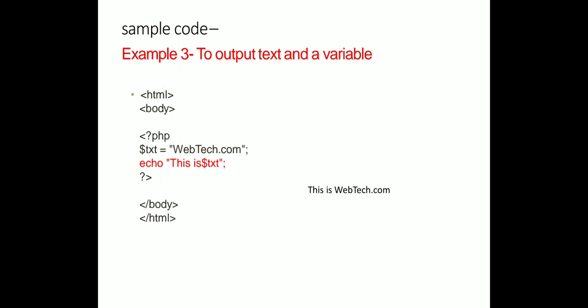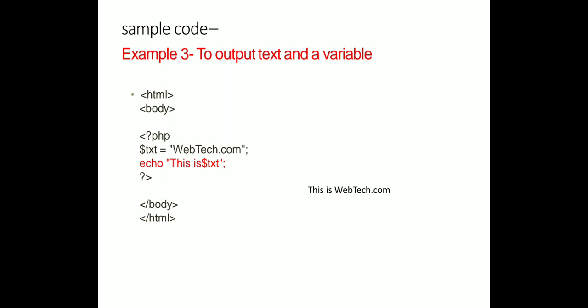Then the third sample code is to output text and a variable. So again I have started the HTML and body tag, the PHP script as angle bracket question mark PHP. Variable I have declared $txt equals to webtech.com and I want to print the statement. So echo this is $txt and closing the PHP script, that is question mark and angle bracket, again closing the body tag as well as HTML tag.